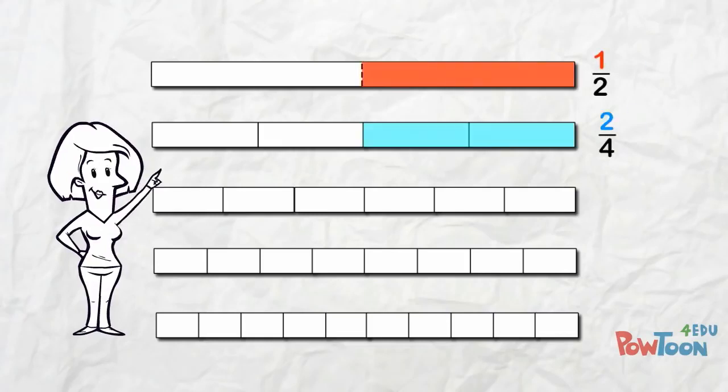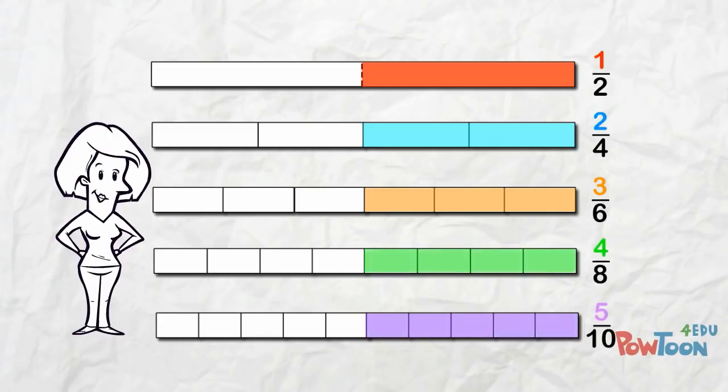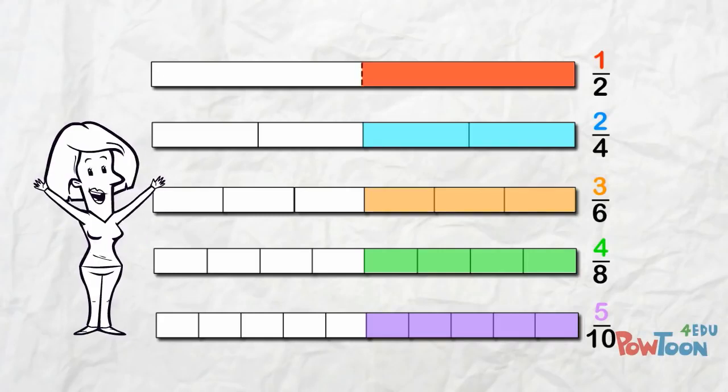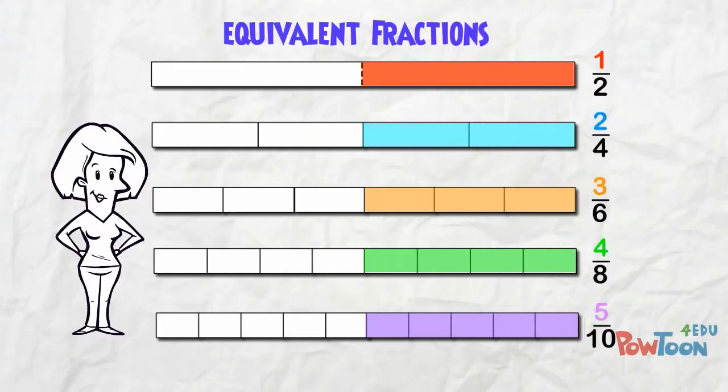And that's 2 parts out of 4. And 3 parts out of 6. 4 parts out of 8. And 5 parts out of 10. You can see these are all equivalent fractions. Notice that the denominator is 2 times its numerator for all these equivalent fractions of 1/2.